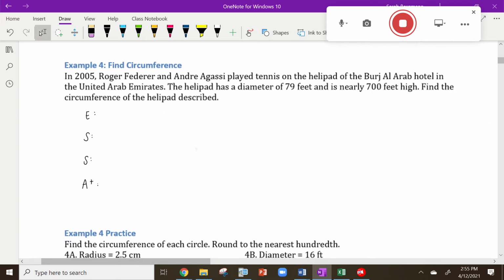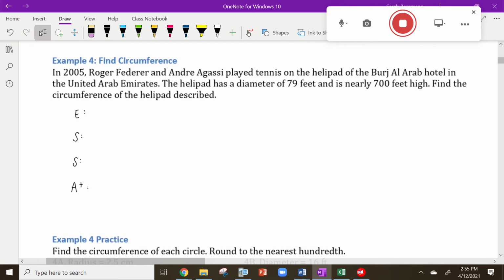Let's look at an example together. It says in 2005, Roger Federer and Andre Agassi played tennis on the helipad of the Burj Al Arab Hotel in the United Arab Emirates. The helipad has a diameter of 79 feet and is nearly 700 feet high. Find the circumference of the helipad described.